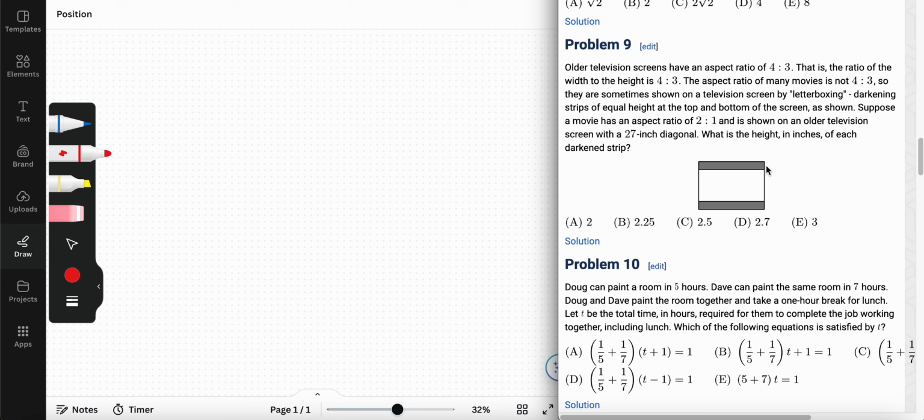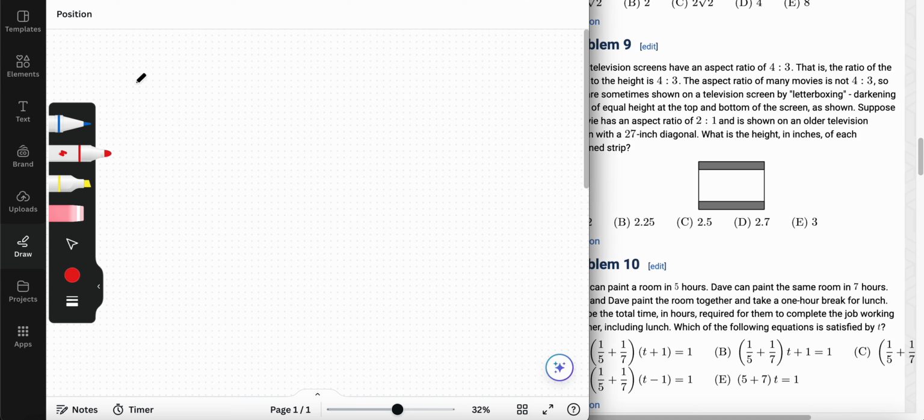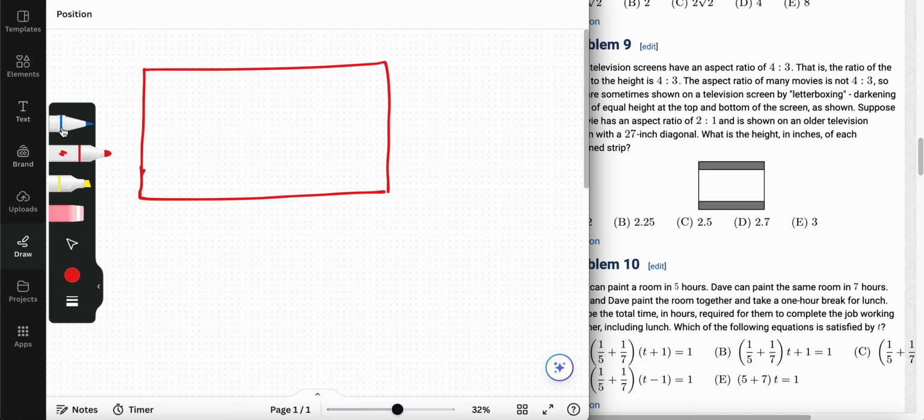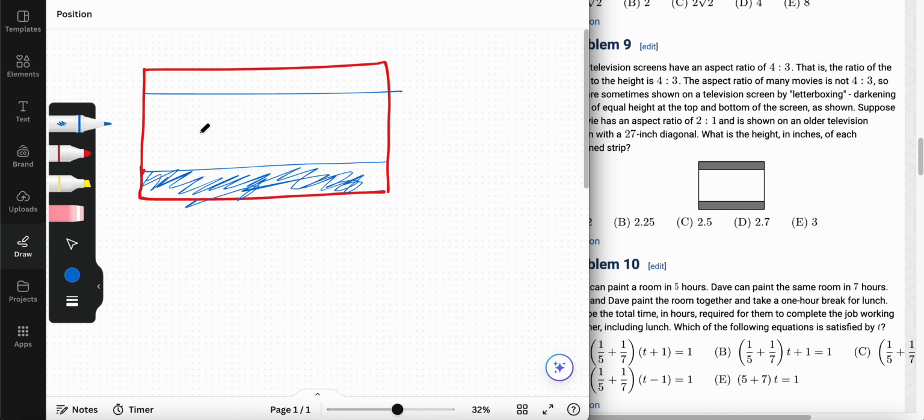Okay, so the movie is shown here. I'll just redraw this here. This is not completely accurate, but it captures what the figure is trying to convey. So these are the darkened strips at the top and the bottom. I'm trying to find the height of one of the strips, not both. We're just trying to find this, or this, whatever. Just one of these.